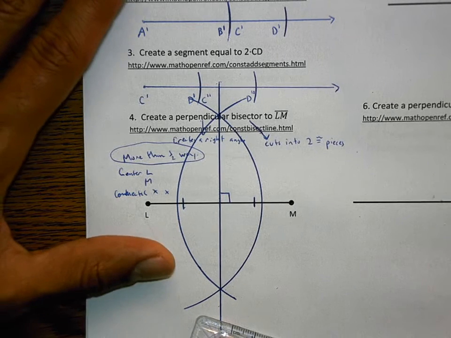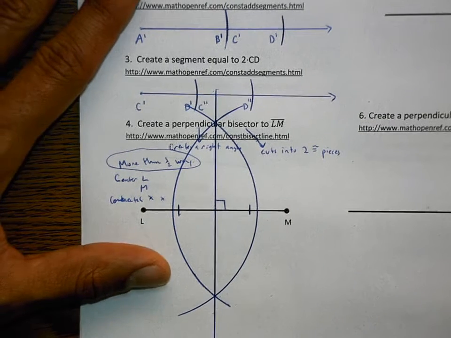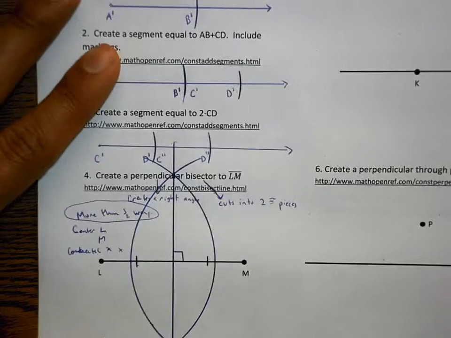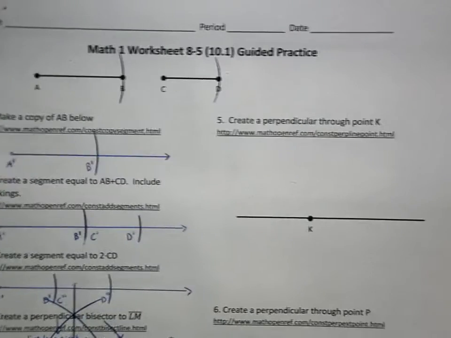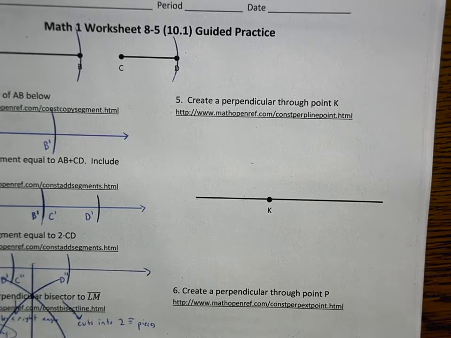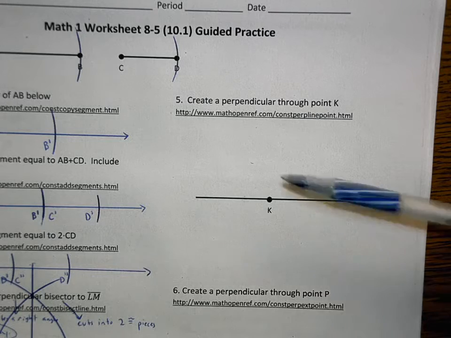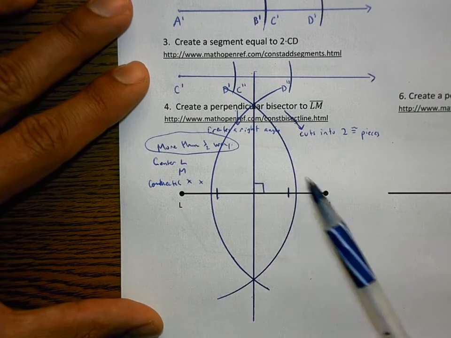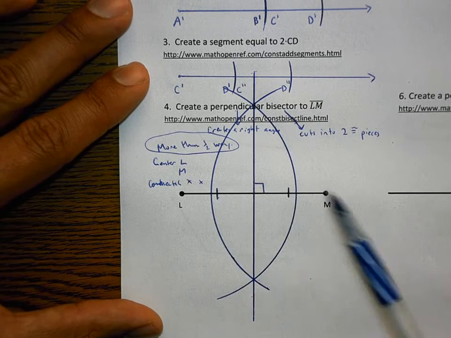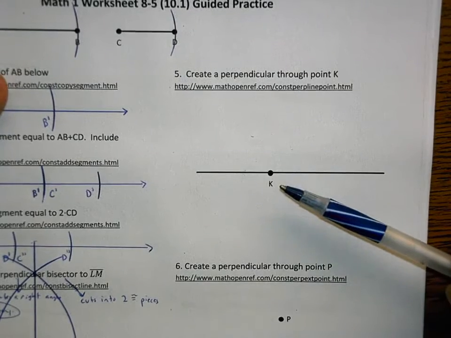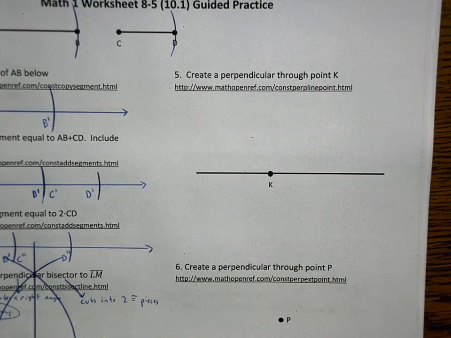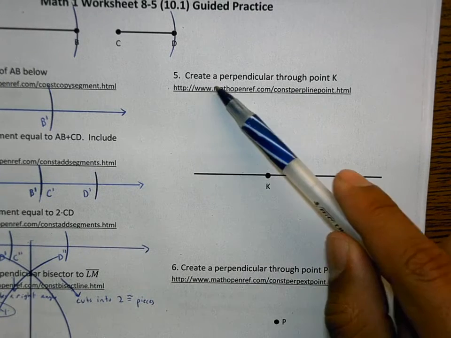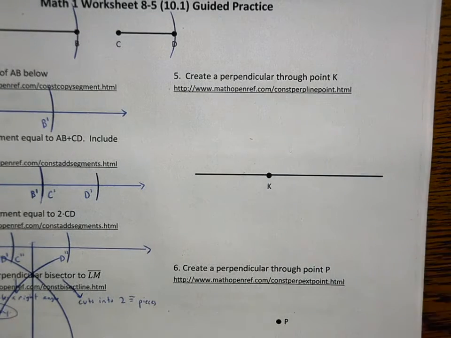Let's go to number 4. Maybe 5. Number 5. Thank you. Now here's the difference between number 5 and number 4. Number 4, I had 2 points that were the same distance apart. When I go over to number 5, I do not have 2 points. I only have 1 point. And I have to create a perpendicular through point K.